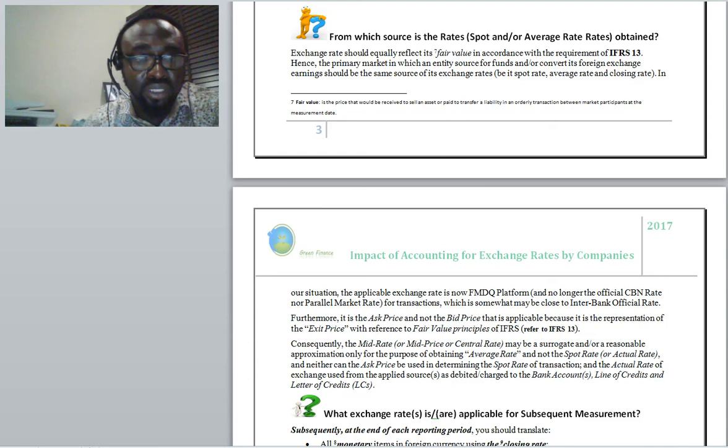But most appropriately, the requirement of the standard is to use the ask price, which represents the exit price, as supported by the requirement of IFRS 13 on fair value measurement. Consequently, the mid rates may be a surrogate and or a reasonable approximation only for the purpose of obtaining average rates and not necessarily the spot rates or the actual rates.